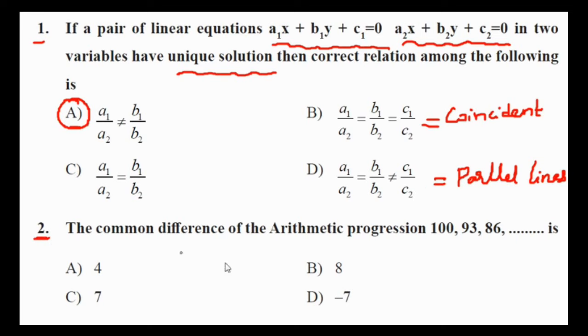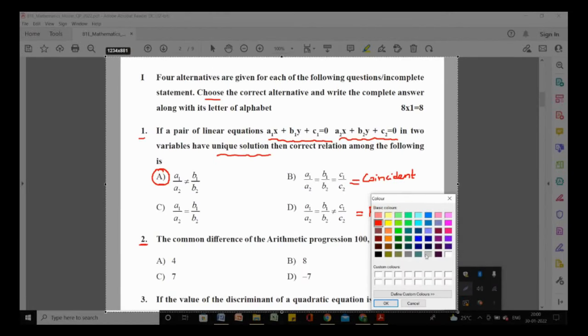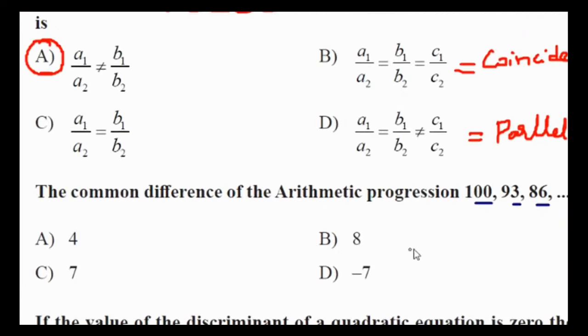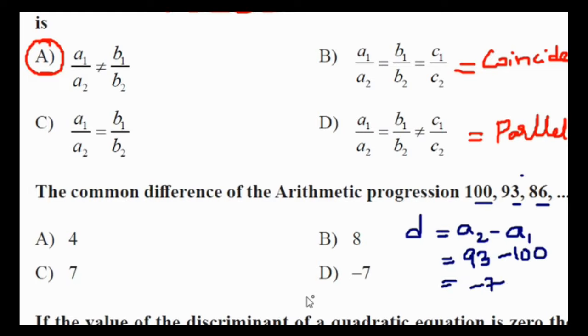Moving on to the second question. In the second question, the common difference of the arithmetic progression 100, 93, 86 is. We know the formula for common difference, which is denoted by the letter d, and the formula is a2 minus a1, where a2 is the second term and a1 is the first term. So a2 in this problem is 93 and a1 is 100. We all know that 93 minus 100 is minus 7. So the correct option for the second question is D, minus 7.